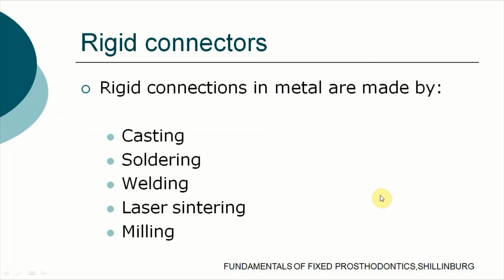Rigid connections in metal are usually made by any of these techniques, that is casting, soldering, welding, laser sintering and milling. Out of these, casting is the most commonly used method, where it is cast along with the wax pattern itself. Soldering is a method in which a metal of lower melting point than the parent metal is introduced in between, whereas in welding sometimes the intermediate metal is not used, only the common parts are melted, otherwise the introduced metal is of a melting point the same as that of the parent metal.